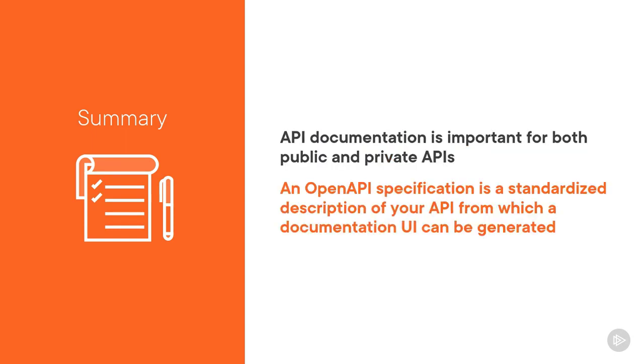It all starts from an OpenAPI specification. That's a standardized description of your API. From that specification, documentation UI, a web app for example, can be generated. That's what Swagger UI does, and that's what we see when we navigate to the Swagger endpoint. In the default ASP.NET Core API template, this is implemented via swashbuckle.ASP.NET Core.